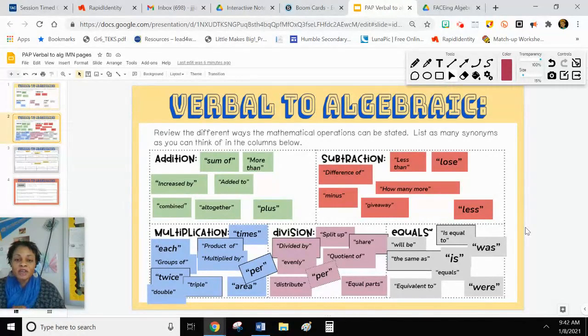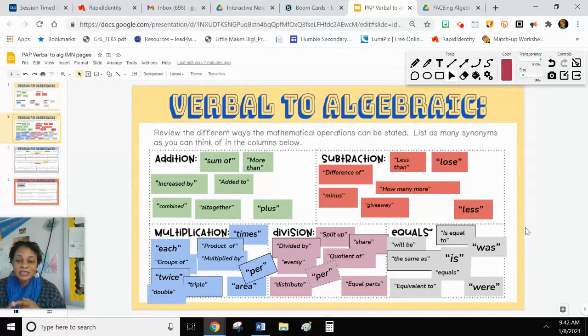So division, we have words like split up, share, quotient, equal parts, distribute, evenly, divided by. And again, there's that per. Sometimes you may want to know how much she traveled if she can get 25 miles per gallon, and that per gallon is each gallon. But if I traveled 10,000 miles, you want to know how many gallons I used if I could drive 25 per gallon. So again, per is a little iffy. I normally put it in the multiplication category. Some may put it in division. It depends on the problem, okay?